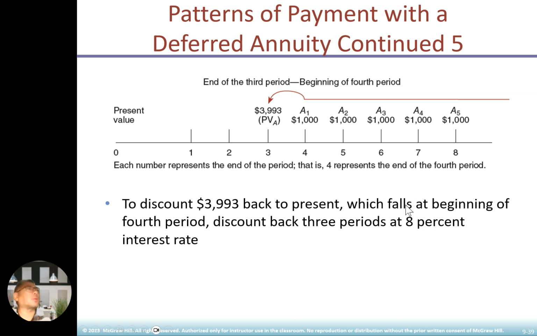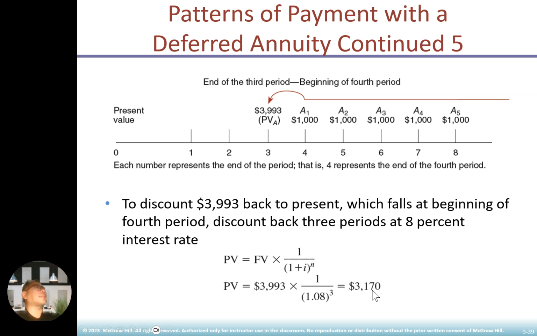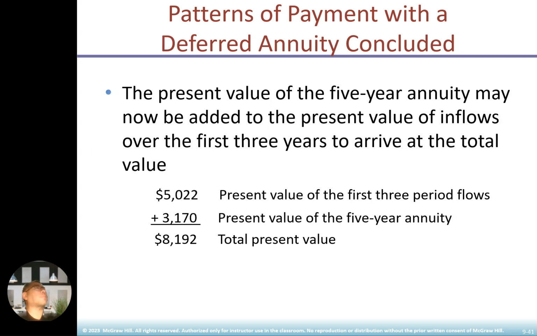To discount 3.993 back to present, which falls at the beginning of the fourth period, discount back 3 periods at the 8% interest rate. So how are you going to calculate that? This is the formula: 3993 divided by 1.08 cubed, and the present value will be 3170. That's the first one. You discount it back for this number, at 8%.